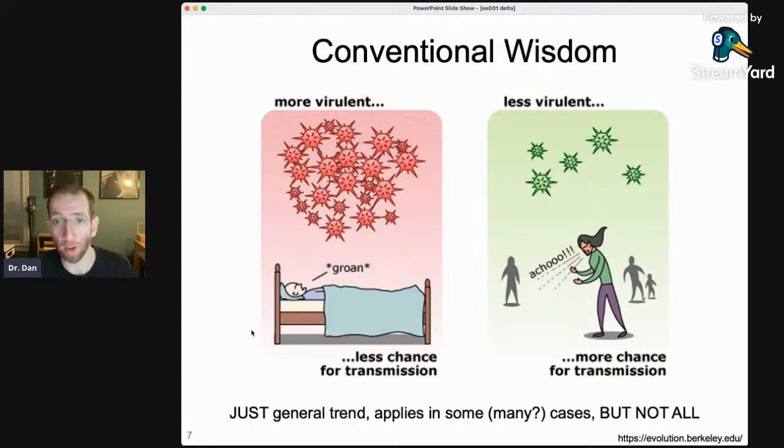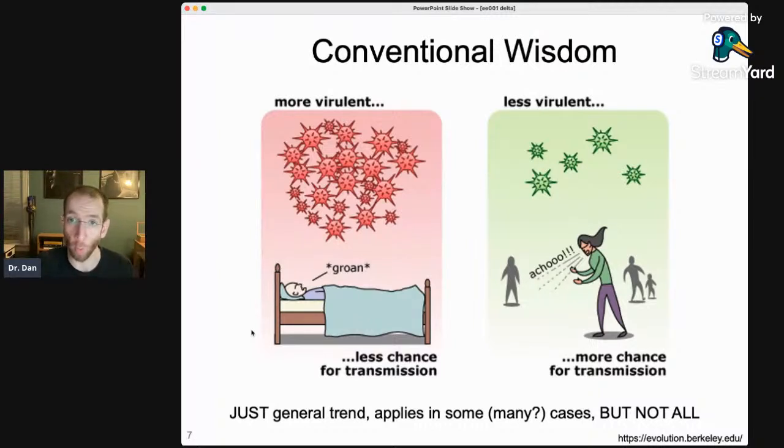Now, I want to be very clear that this is just a general trend. It does apply in some cases, potentially a lot of cases, but not all cases. There are exceptions to this rule. We're not going to go into them tonight, but there are some well-documented exceptions to this where higher virulence is actually more transmissible. We're not going to worry about it tonight, so don't worry about it, but just know this is a general trend. It is not a universal rule. Keep that in mind.